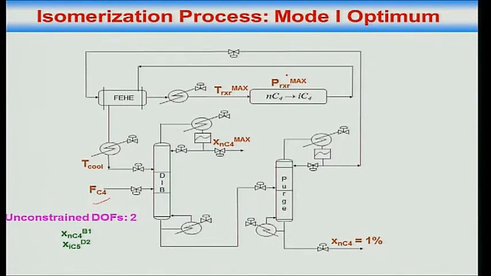What are those 2 degrees of freedom? I am just saying the amount of NC4 leaking down here and the amount of IC5 leaking up here. How does that affect your economics? If you allow more NC4 to leak down the bottoms of the first column, what happens to the boil up in the first column? It goes down, right? If I allow more heavy key to leak down the bottoms, boil up will go down. So I save on energy.